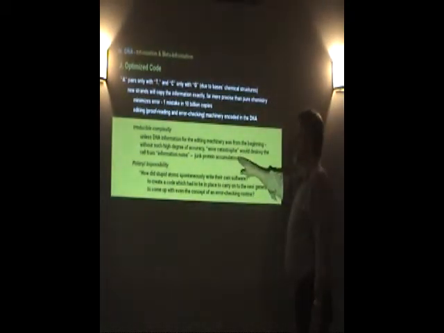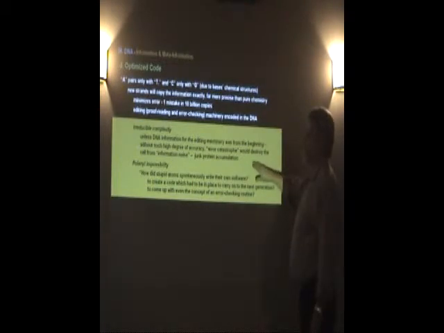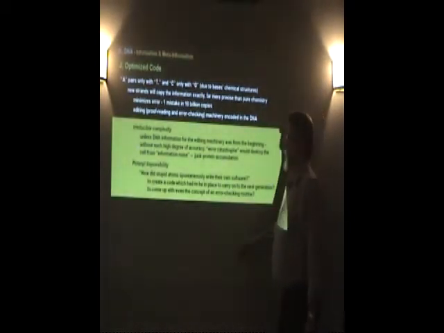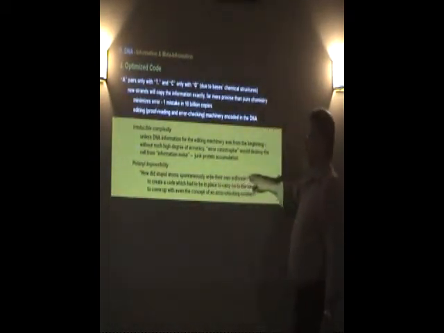Irreducible complexity. Unless DNA information for an editing machinery was from the beginning with such a high degree of accuracy, error catastrophe would destroy the cell from information noise, junk protein accumulation. The Polanyi impossibility. How did stupid atoms spontaneously write their own software to create a code which had to be in place to carry on to the next generation? To come up with even the concept of an error checking routine. Where did this all come from? From stupid cells, or excuse me, from stupid atoms?